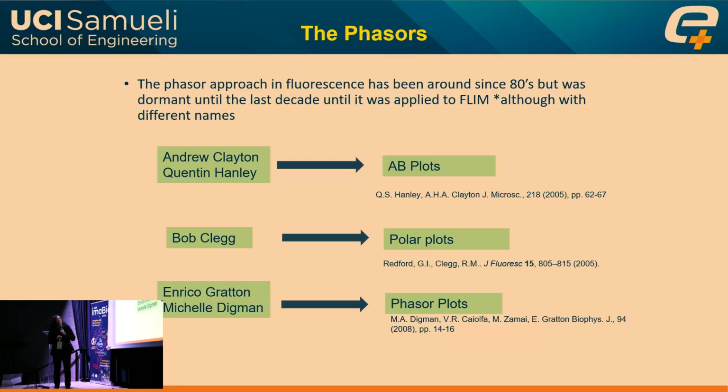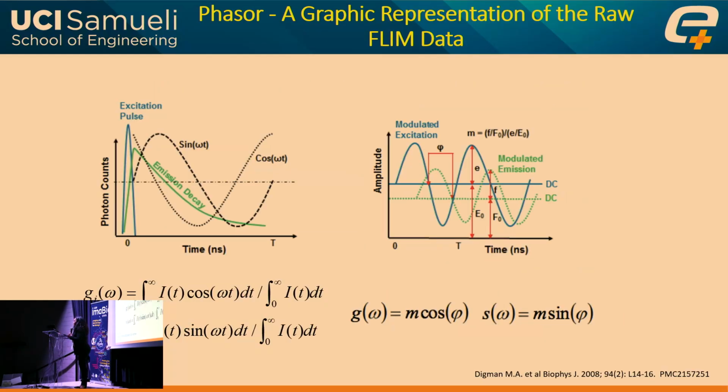The phasors were also developed by a few other folks, and I'm just going to highlight their work. Andrew Clayton and Quentin Hanley developed the AB plots. That is exactly the same thing as the phasors that we know today. Bob Clegg's lab at UIUC, when I was a postdoc in Urbana-Champaign, were developing with his student Glenn the polar plots. These two were applied to solution measurements, and we were the first to apply it to images.